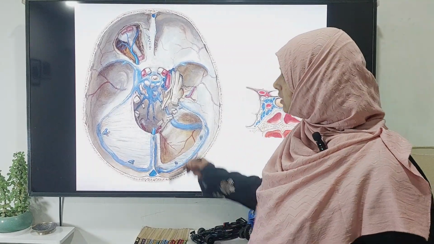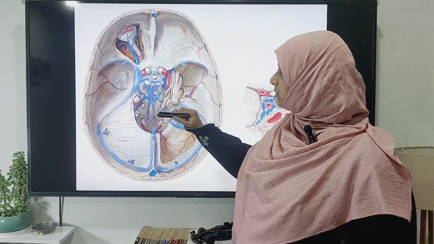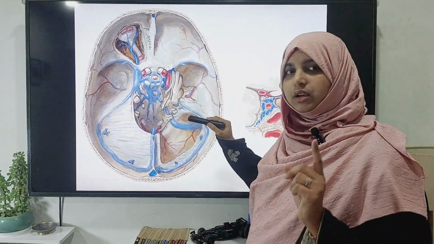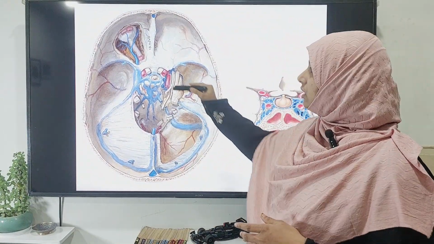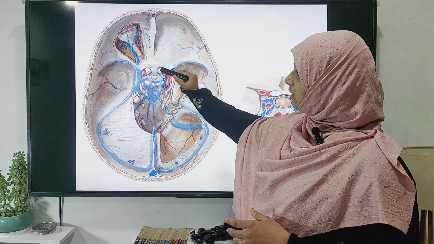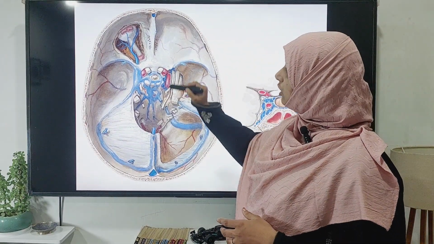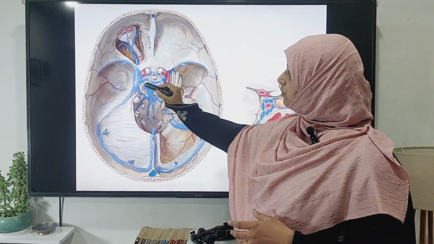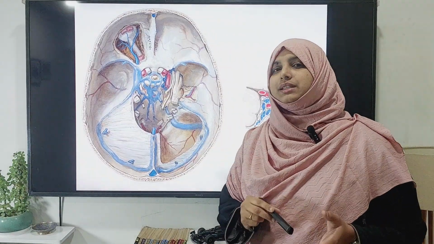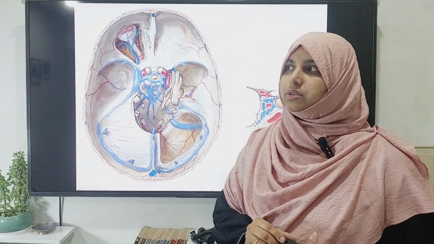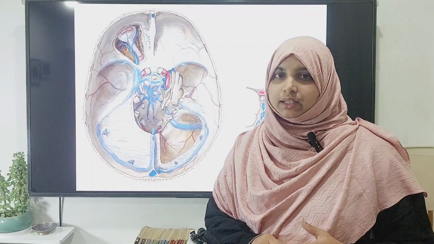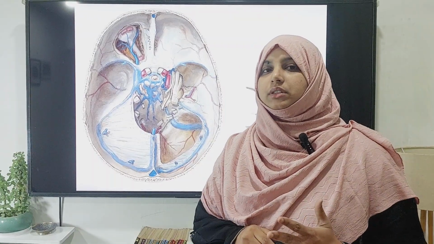So in this picture, we are able to see the different nerves. Now I'm going to identify them for you. First is the optic nerve here. Behind the optic nerve, we have this blue portion. Who is that? One of the most important structures here. That is the cavernous sinus.